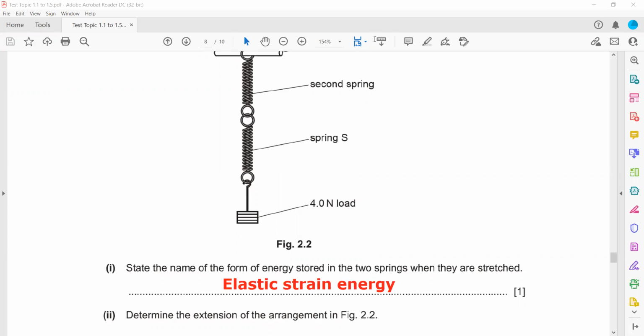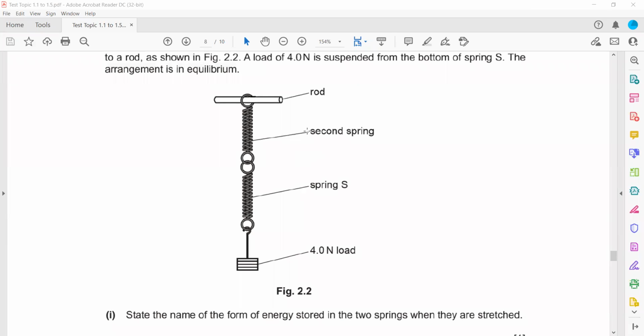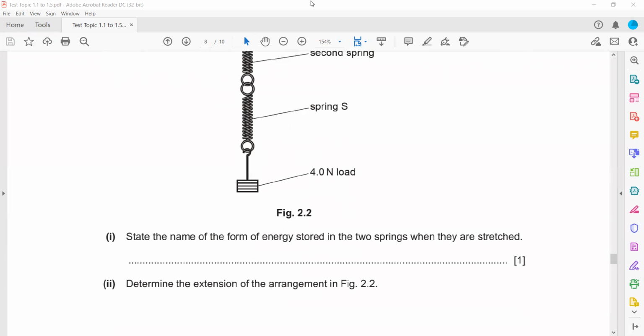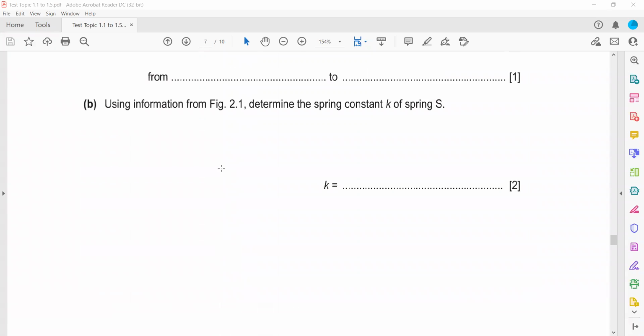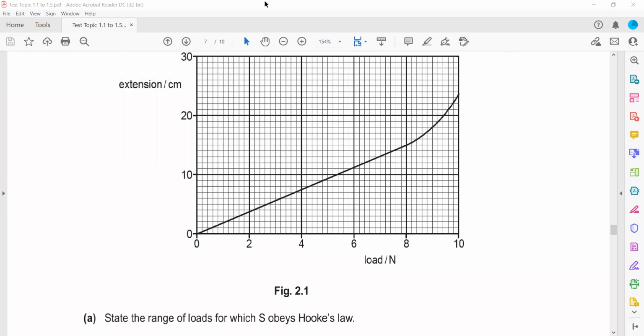Then determine the extension of the arrangement. How can we determine the extension? First, we are attaching a 4 Newton load. When we attach a 4 Newton load, each spring will experience 4 Newton. So 4 Newton is experienced by the first spring, and 4 Newton is experienced by the second spring as well. Using the graph, first we find how much extension is produced, because this is the original graph which was given for each spring. For one spring, when the load or force is 4 Newton, what is the extension?